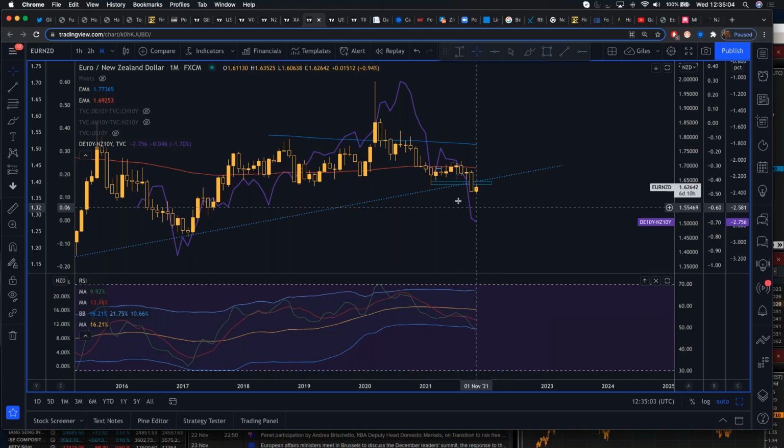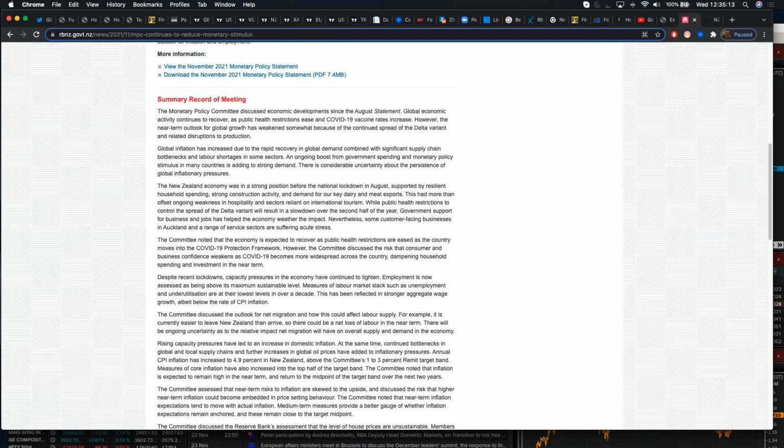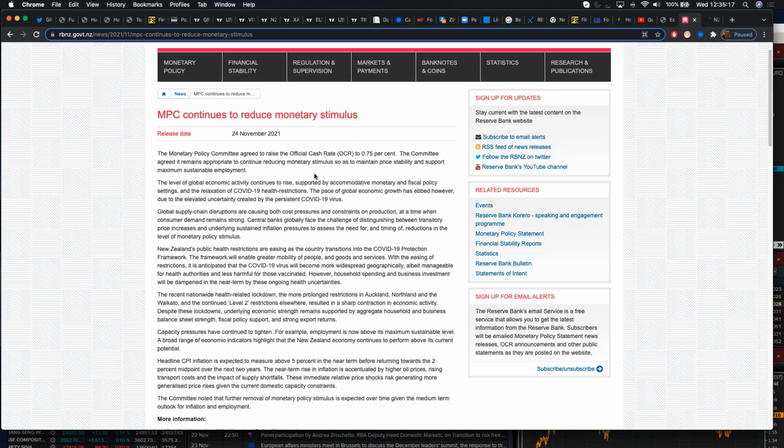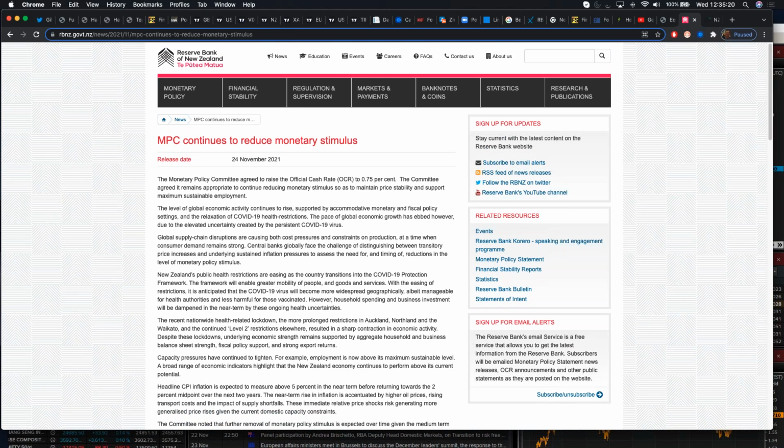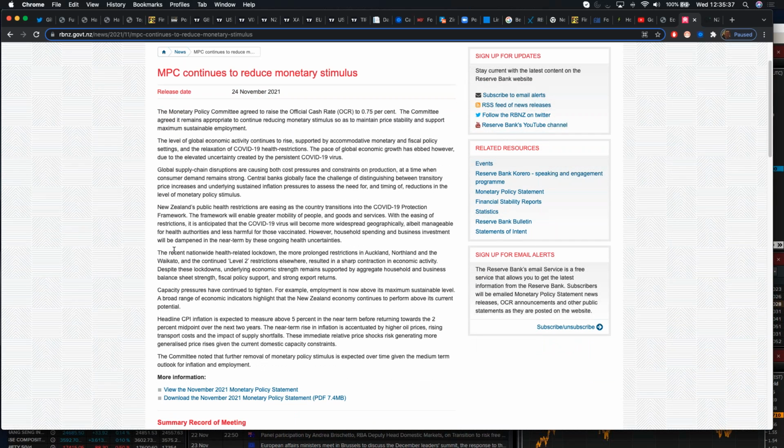Now, the New Zealand dollar. The RBNZ met last night, and we have here their interest rate meeting. You can see the release date, 24th of November. It's being billed as a sort of dovish hike. The RBNZ did hike by 25 basis points, but I've been looking at the data, and I think this is more optimistic than the market is initially thinking. First of all, yes, they did say that the recent nationwide health-related lockdown has resulted in a sharp contraction in economic activity. But the Reserve Bank of New Zealand is coming out of these restrictions at the end of this month.